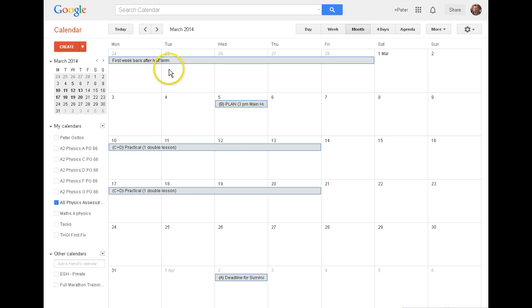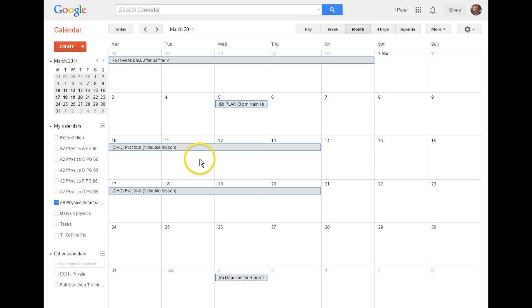So after you come back from half term, you have 1 week of theory, ordinary lessons, and then on the 5th of March everybody sits the plan together in the main hall at 3 o'clock. I'll explain details about that in a second. The following week and the week after that are the times when the practical assessment is actually carried out, and what will happen is that you will be doing one double lesson in either the first or the second week.